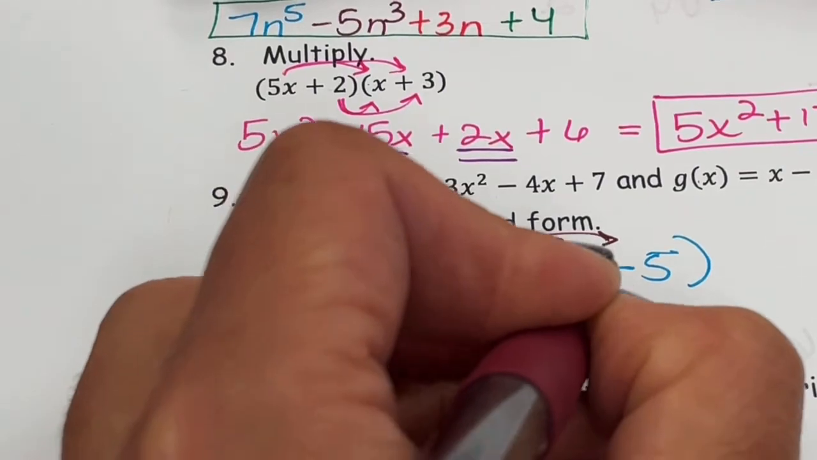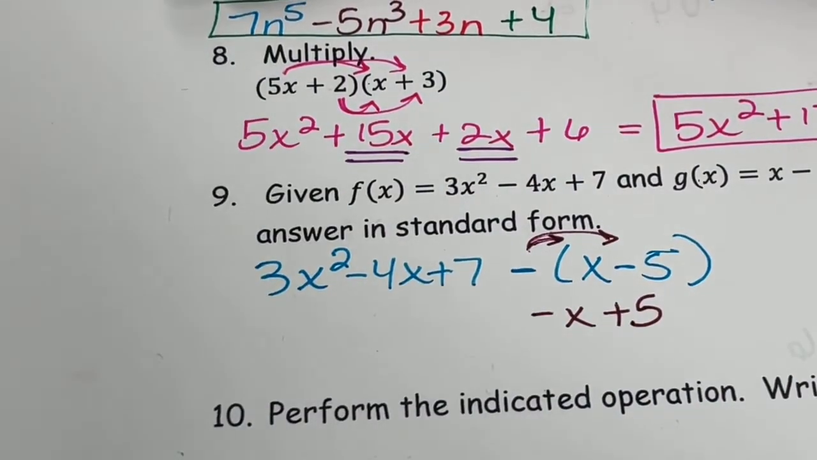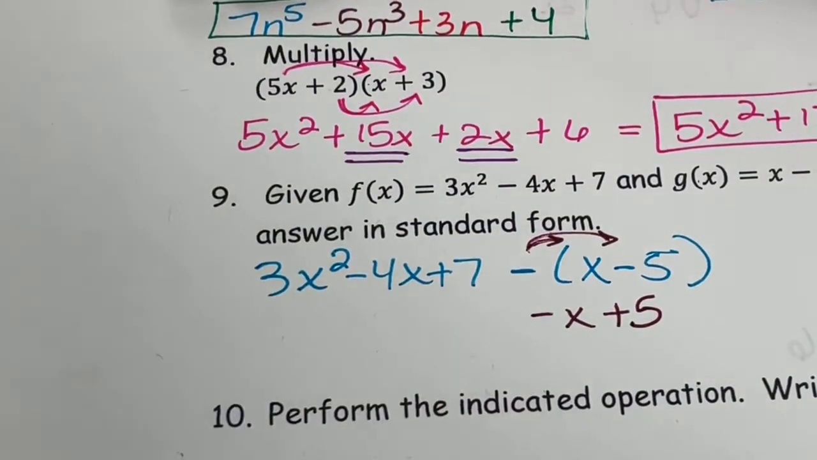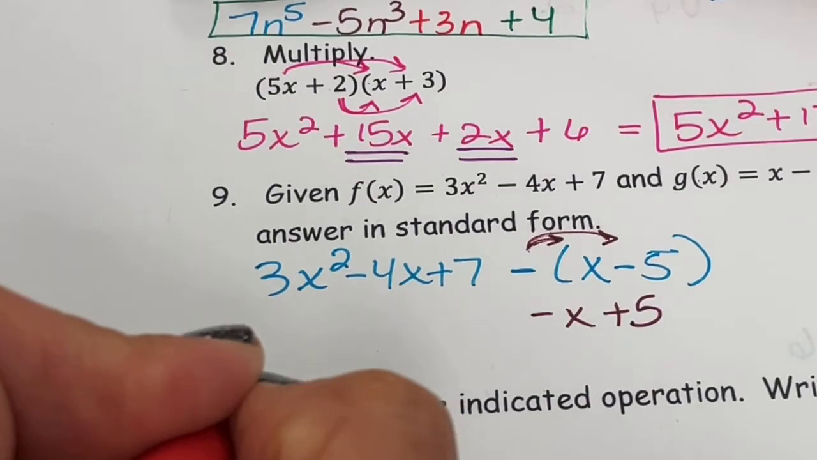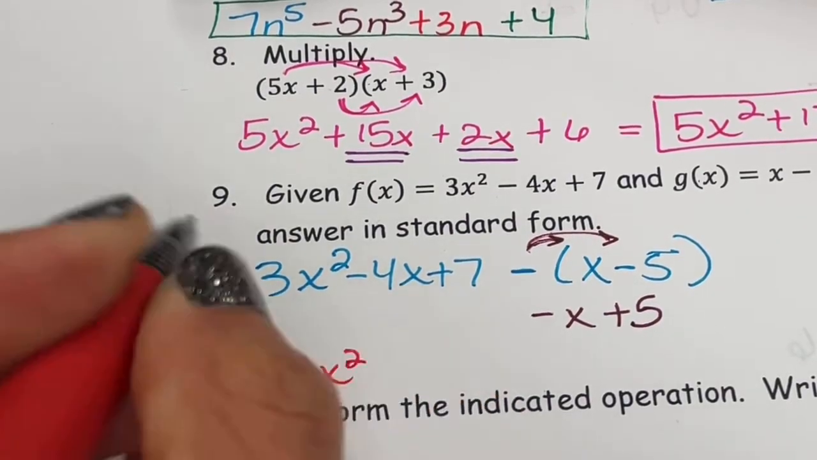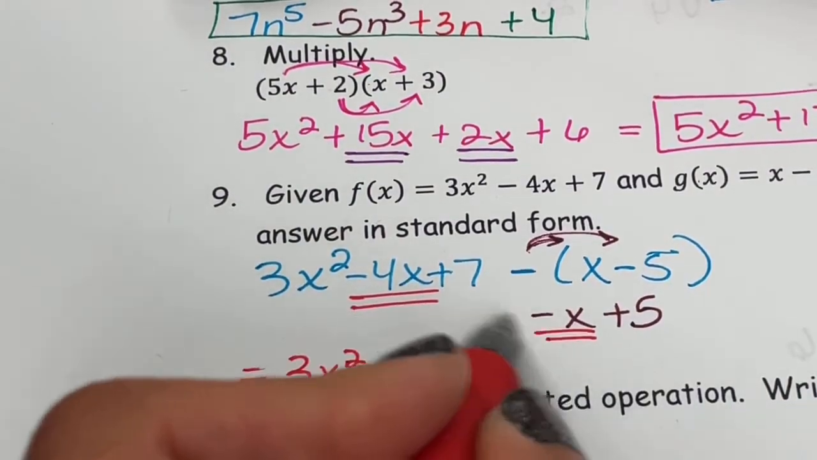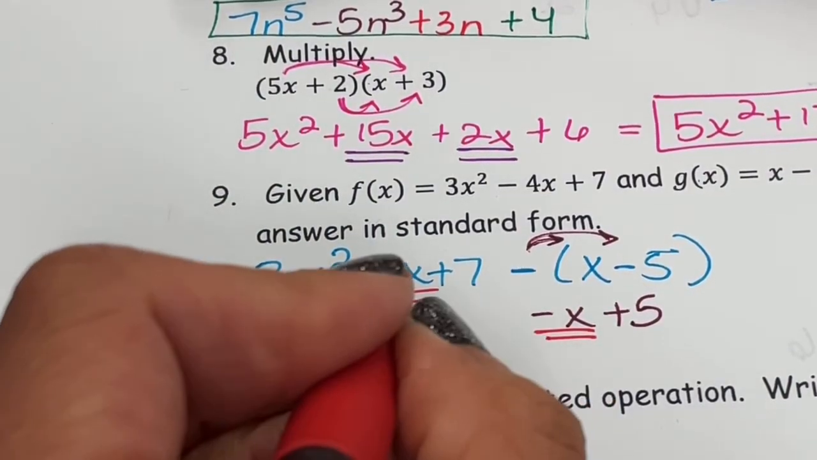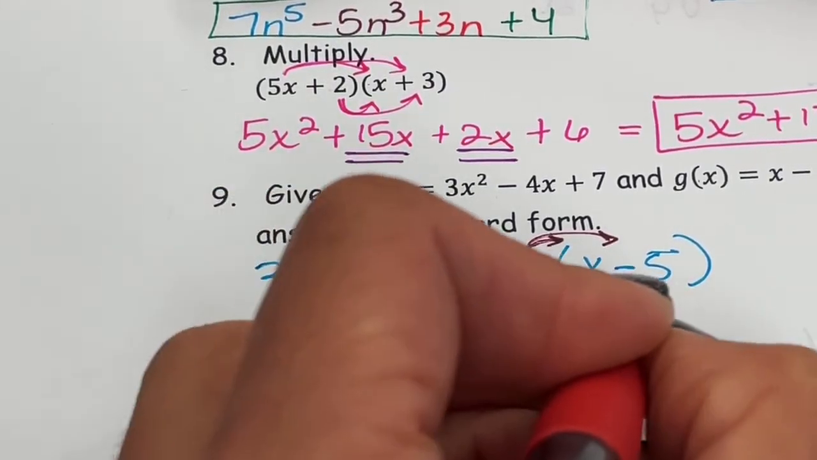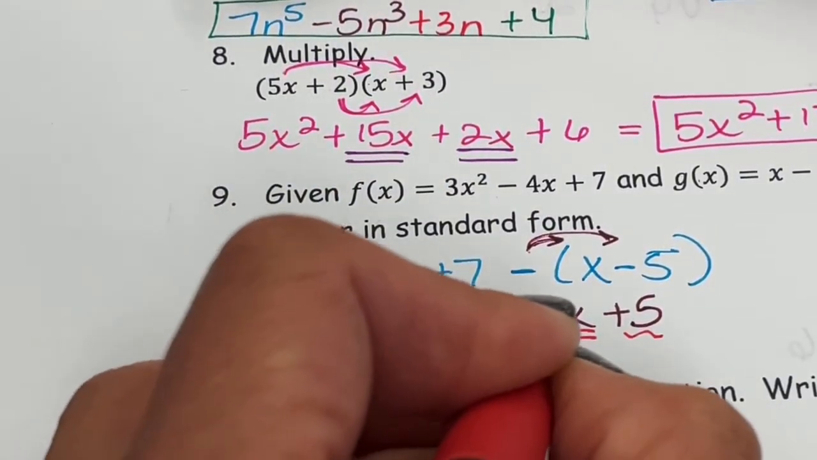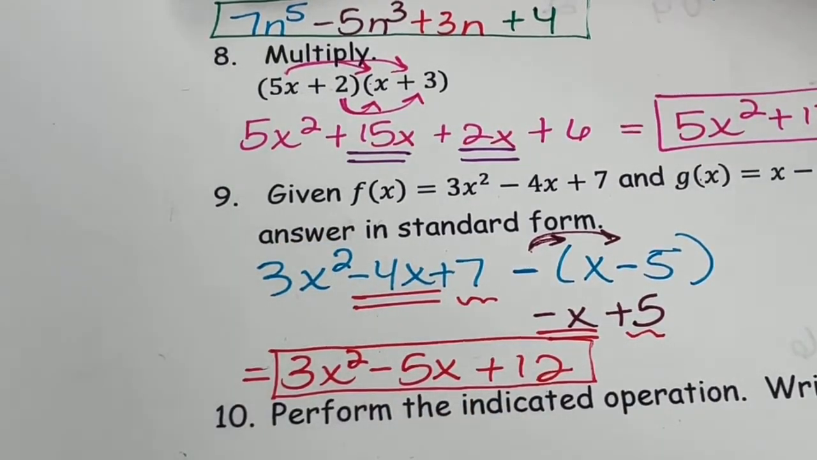So negative x, negative times negative 5 is a positive 5. So now let's combine like terms. 3x squared is the only x squared term, so I'm just going to bring it down. I have a negative 4x and a negative x. They're both negative, so you add them and keep the negative. Negative 4x minus 1x is a negative 5x. And then 7 plus 5 is 12. So 3x squared minus 5x plus 12.